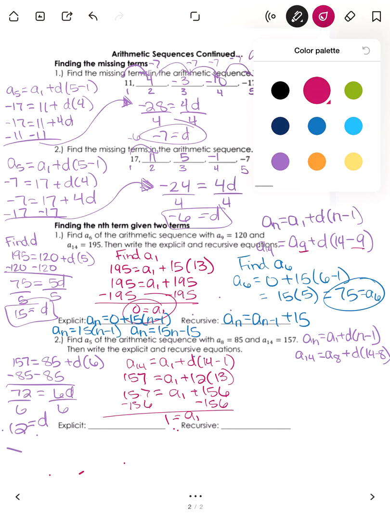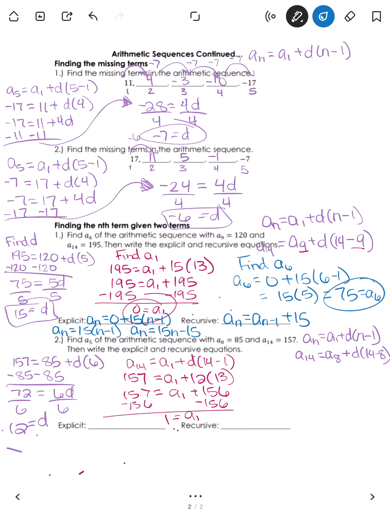Then we need to find the 5th term. A sub 5 equals the first term of 1 plus the common difference of 12 times 5 minus 1. We get 1 plus 12 times 4, 1 plus 48, 49. That's our fifth term.